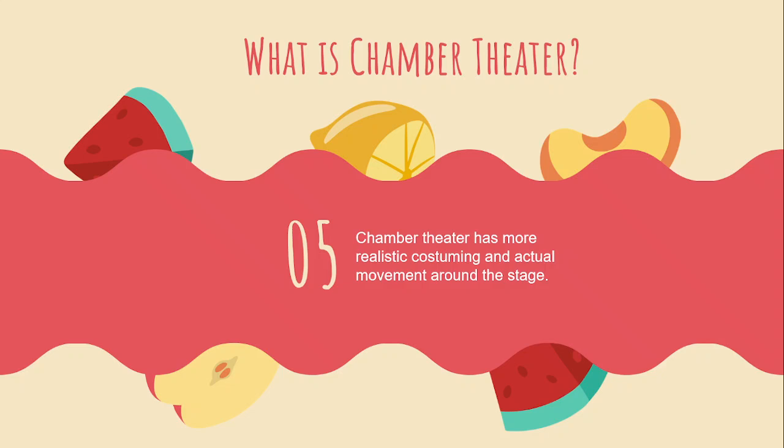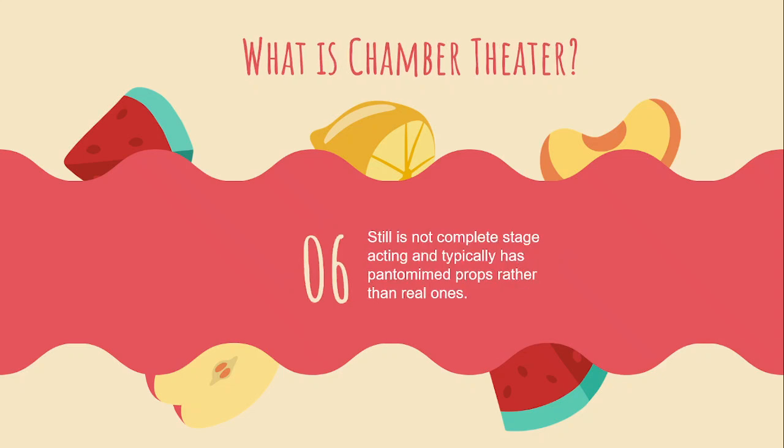Chamber Theater still is not complete stage acting and typically has pantomime props rather than real ones. That is compared to a formal theater play. Chamber Theater may have interaction in props and costumes, but these are all done while holding the scripts or books. The readers are also not walking or moving from one place to another on the stage. They stay in place and there they act on their roles.